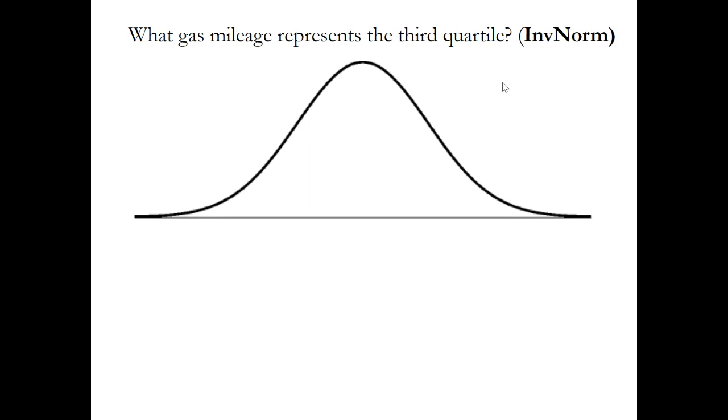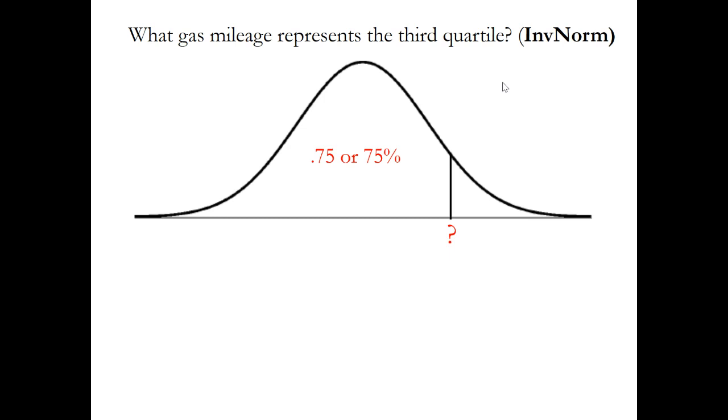So what gas mileage represents the third quartile? We're tying this back to the other stuff we've talked about. For quartiles, we say quartiles represent 25% of the data. So my third quartile is 75% of the data. Take a moment, think about this one, and how would you attack this problem? Now pause the video, think about it for a second.